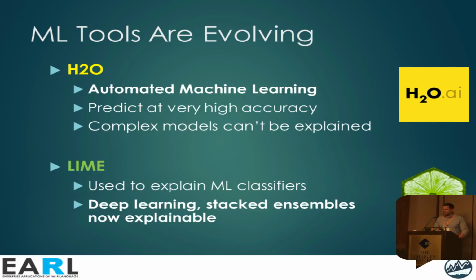So LIME is a brand new package. It was developed originally in Python, but then ported over here recently to R. And it's used to explain machine learning classifiers. So things like deep learning models, stacked ensembles, random forests, all of these models that traditional approaches, you couldn't get feature importance, well, you now can.